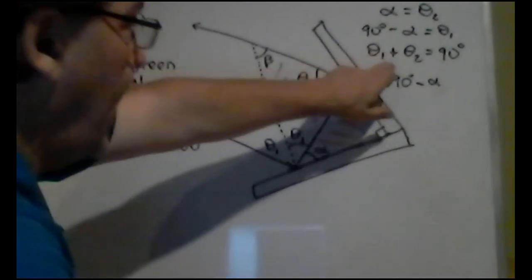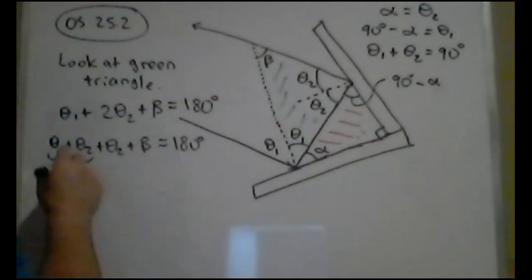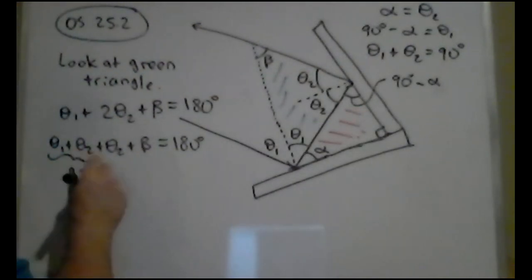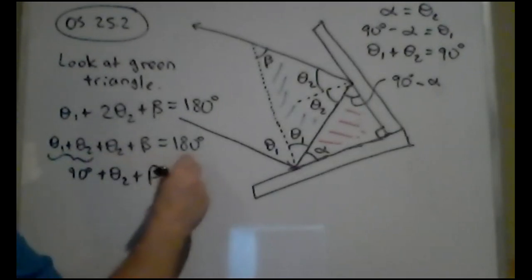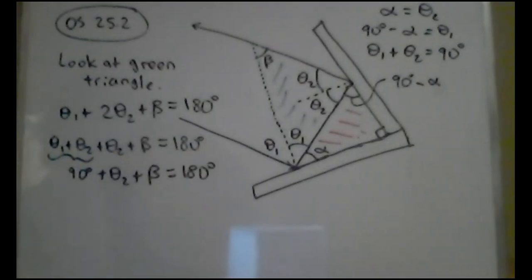Well, I know that they add up to 90 degrees. I proved that earlier. That means I can write that 90 degrees plus theta 2 plus beta equals 180 degrees. And I can subtract 90 degrees from both sides. I will then get that beta plus theta 2 is 90 degrees. So again, what I find out is that theta 2 and beta add up to 90. Okay, that's another fact from the parking lot.